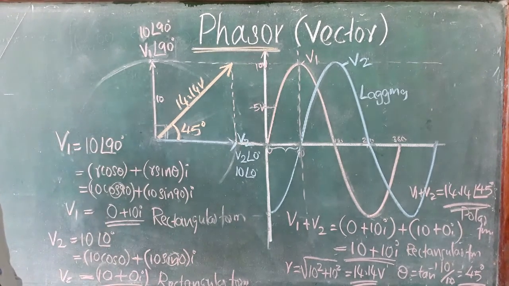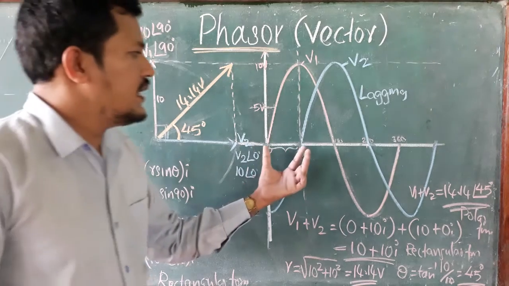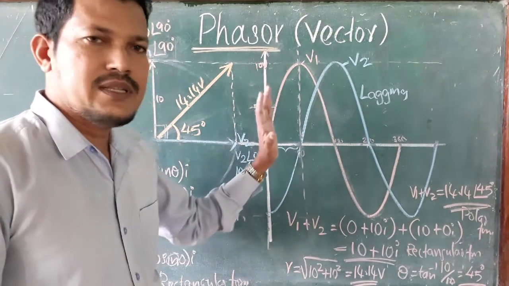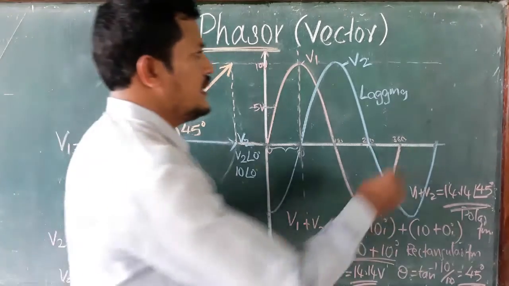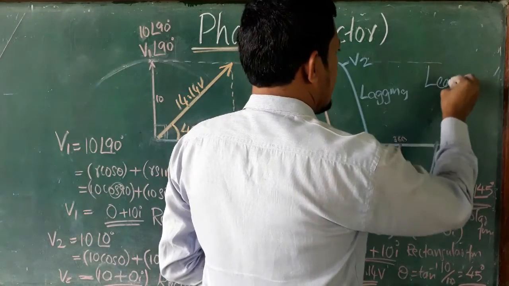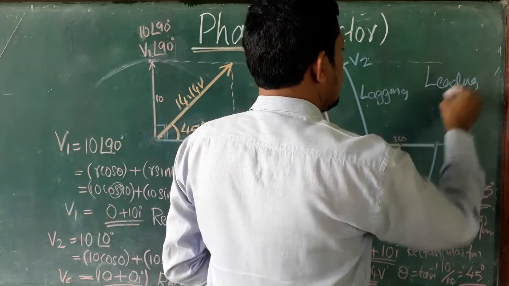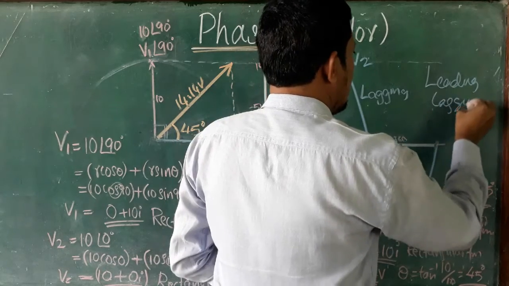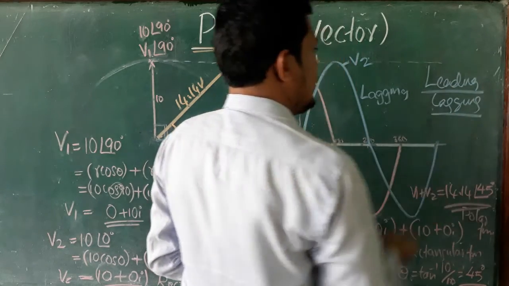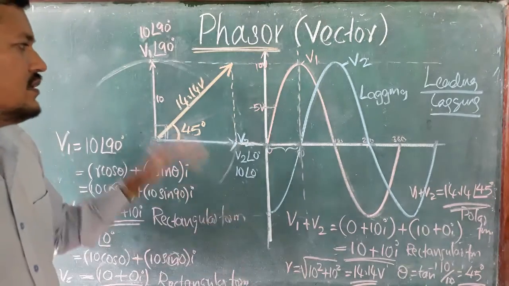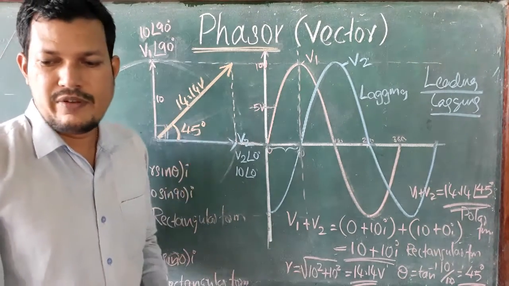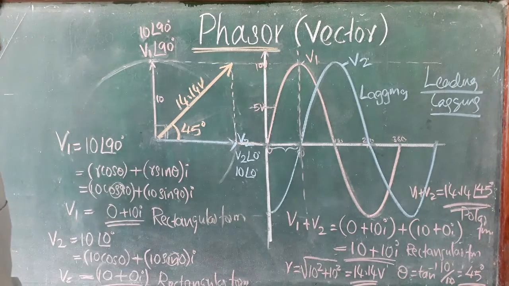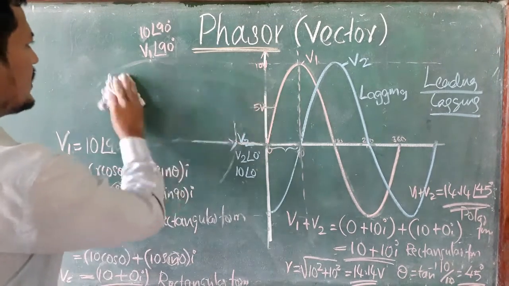And here one important point is leading and lagging. To convert the alternating quantity into phasor, we have to know leading and lagging. These two points we have to know. If you know exactly what is leading and what is lagging, then only can we draw the phasor diagram very easily. So I will give one example, one more example.